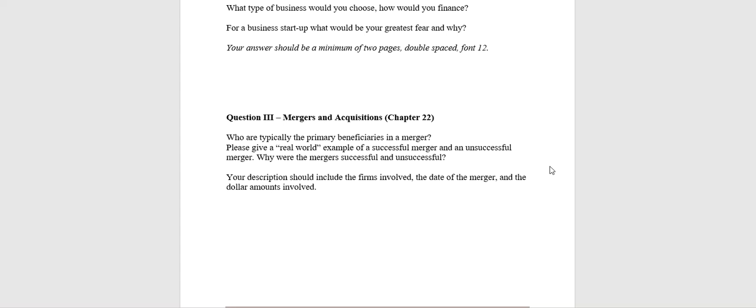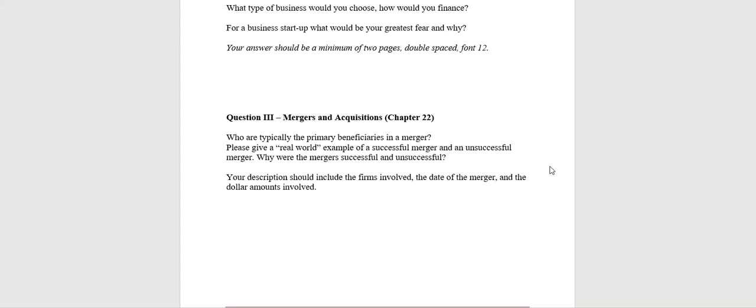Now, you could write a whole lot about this type of subject, but I want you to spend maybe a half a page or a page on what is a successful merger and what is an unsuccessful merger. In other words, why was it unsuccessful? Was it a people thing? Was it a personality thing? Was it a culture thing? Or was it primarily numbers, finance, business, markets? What makes a successful merger and an unsuccessful merger?